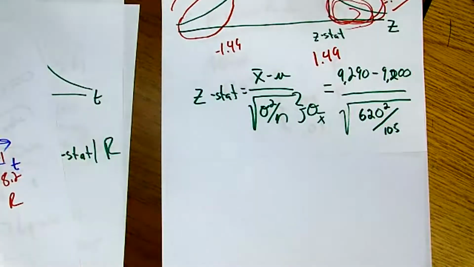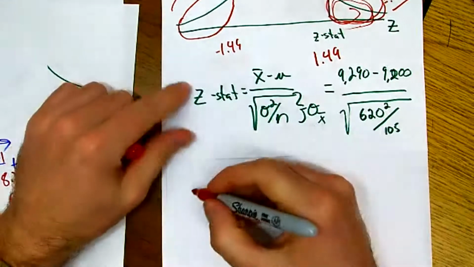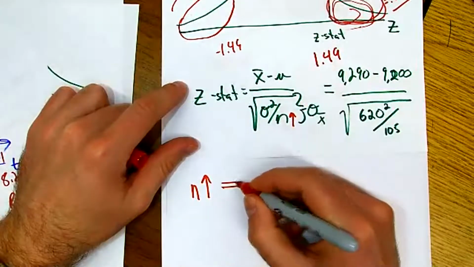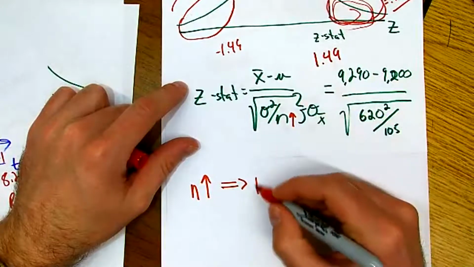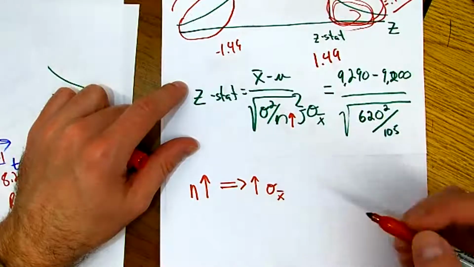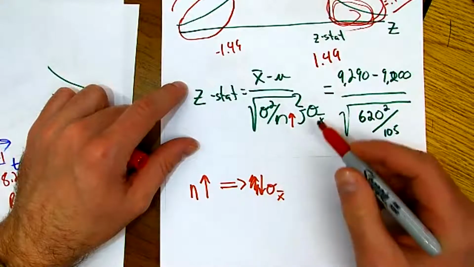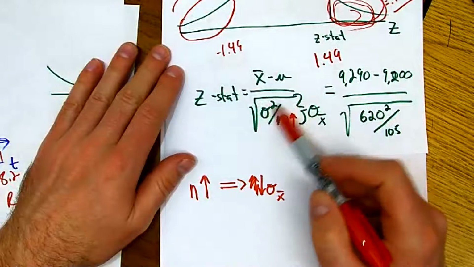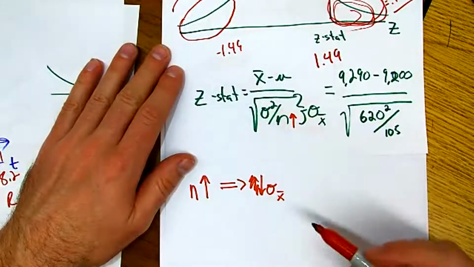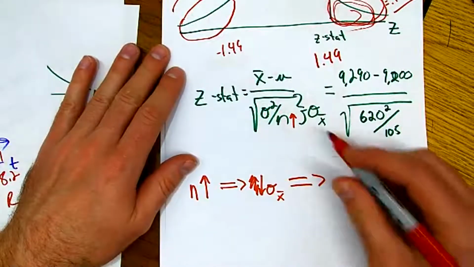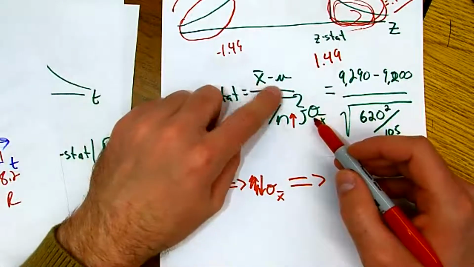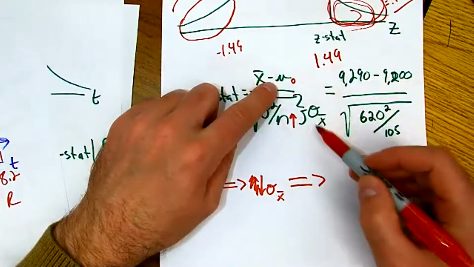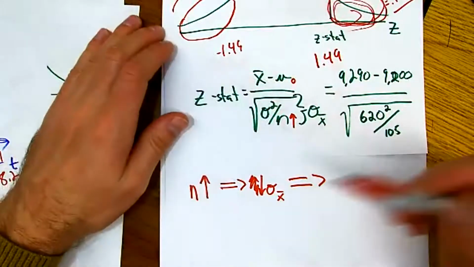So if n goes up, and really trace this all the way down, it's going to drive down that standard deviation of my sample means, right? If the denominator gets larger, this whole fraction gets smaller. Because I have a smaller standard deviation, seeing something the same distance away from the assumed true mean is going to be a larger number of standard deviations now.